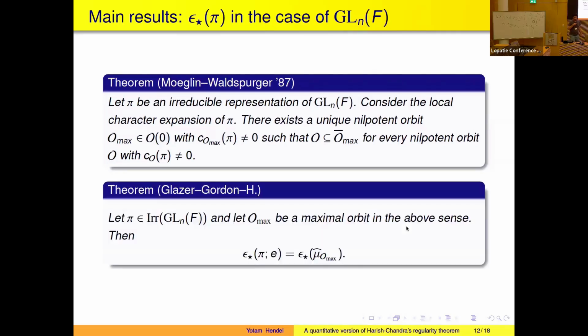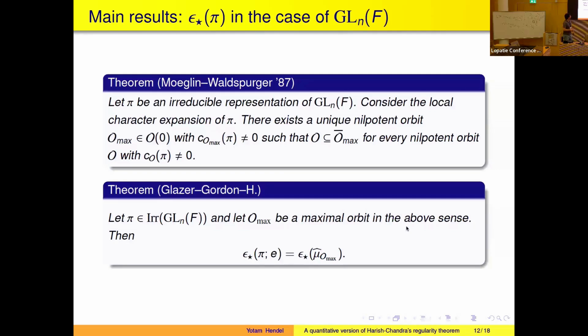And using this theorem, we can pull back our results about integrability exponents of Fourier transforms of important orbital integrals to representations. And we can show that if we have any irreducible representation of GLN F, some p-adic field, and O max is this maximal orbit in the sense of the above theorem, then the integrability exponent of pi, so of the character of pi at identity, is given precisely by this epsilon star of mu O max hat.